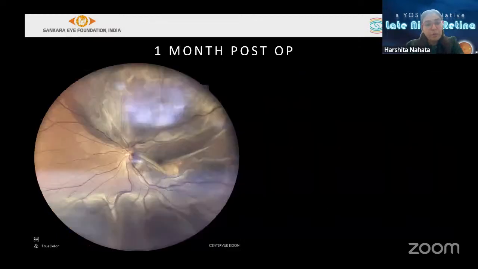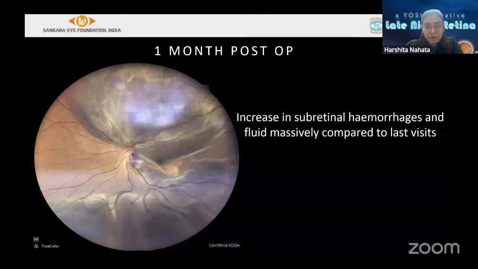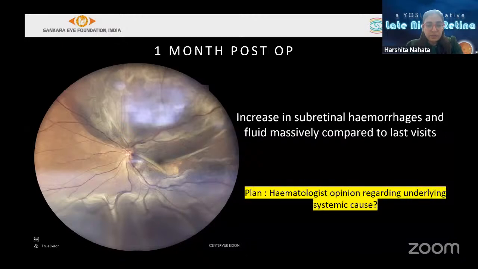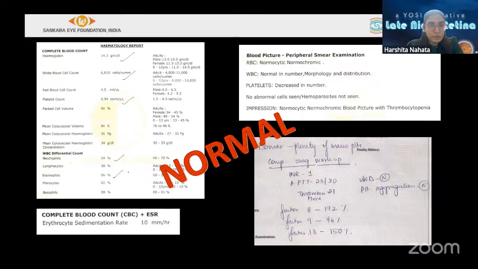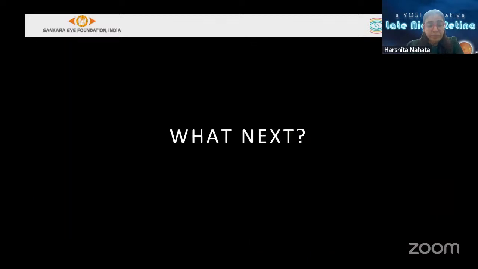Now, what happened 1 month post-op after the second TPA injection is the patient had a massive increase in subretinal hemorrhages and fluid as compared to the last visits. So we thought that at this stage, let's dig deeper and take a hematologist opinion, as in why is the patient bleeding again and again, and whether it's an ocular cause or a systemic cause which is responsible here. So to our surprise, systemically, all his examination was normal. The coagulation profile was okay, and the blood parameters were all fine.